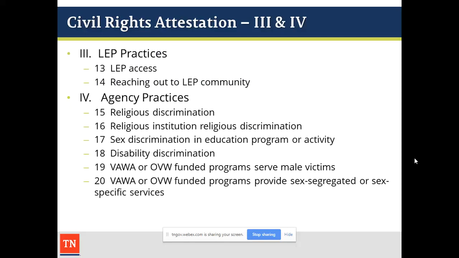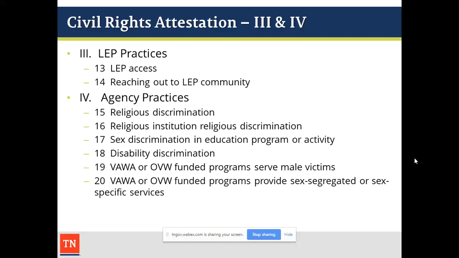So question 15 asks about religious discrimination. 16 asks about if you're a religious institution, what are your religious discrimination practices or non-discrimination practices. Question 17 asks about sex discrimination in an education program or activity. 18 is asking about disability discrimination. 19 and 20 are both dealing with violence against women and whether they serve male victims or the services are sex segregated or sex specific.